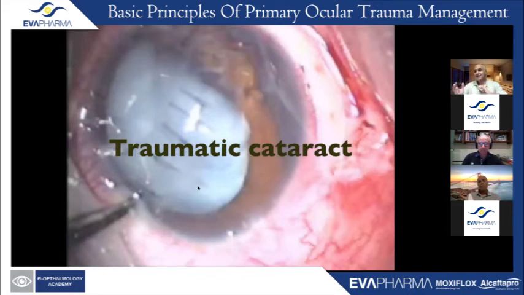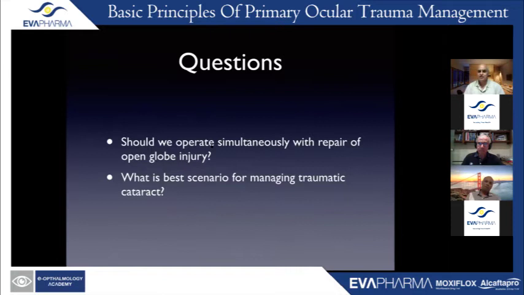So this sums up the principles of corneoscleral ruptures and how we should proceed. I will go through the issue of traumatic cataracts. Traumatic cataract may be associated in so many of the examples I have given, but there are some questions to be asked, and these are very common questions from our colleagues, the residents. Should we operate simultaneously with repair of the open globe injury for the cataract? Should we remove it immediately? And what's the best scenario for managing traumatic cataract?